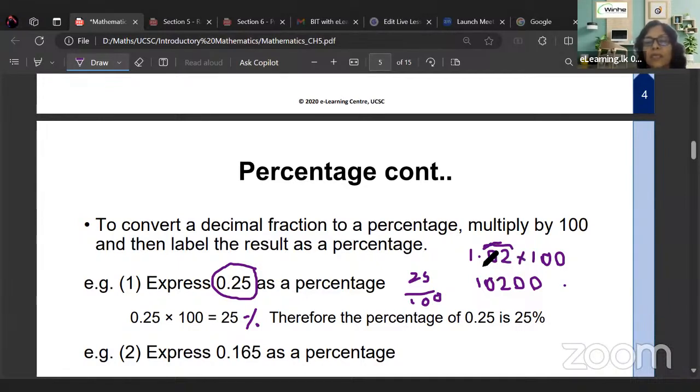Therefore, here there are 2 decimal places. Therefore, you have to count 2 places starting from the end. Then the point will stay here. The answer is 102. If it is 0 points, okay, I will give you one of this.